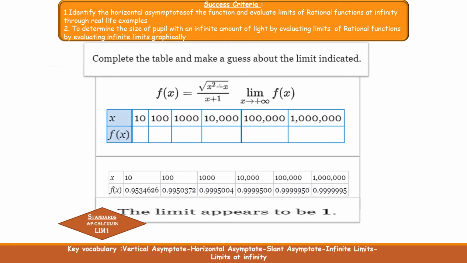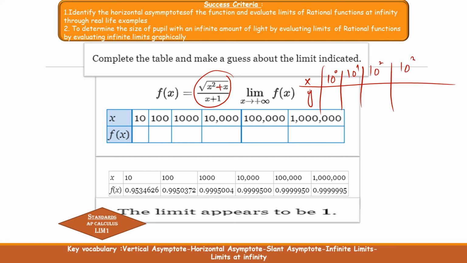So let's practice one more question. No matter what the question is, your way of writing should be the same. Write x and y. Always write 10 to the power of 0 for the positive infinity, 10 to the power of 1, 10 to the power of 2, 10 to the power of 3. No more than that, because this will give you the answer. Now when you have 10 to the power of 0, I guess you will get the answer 1.